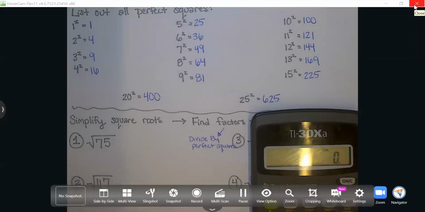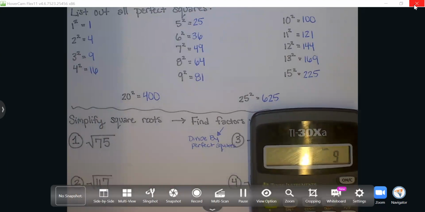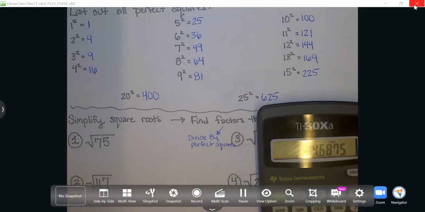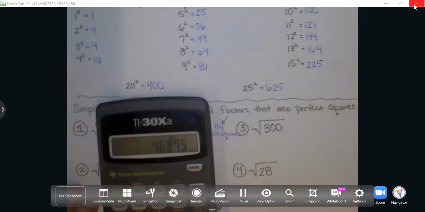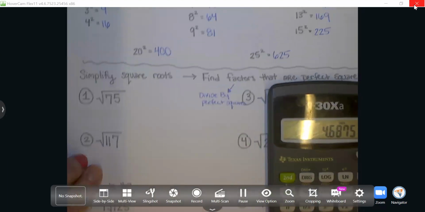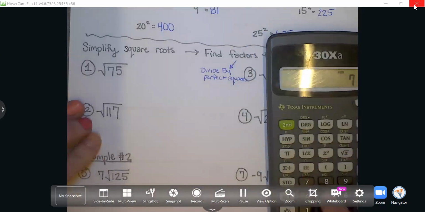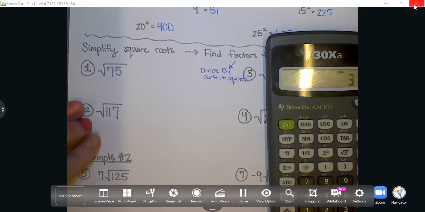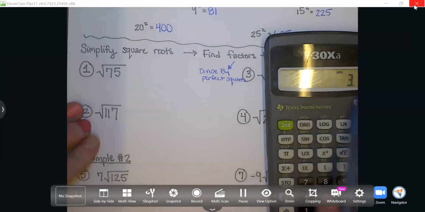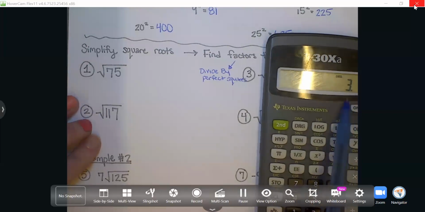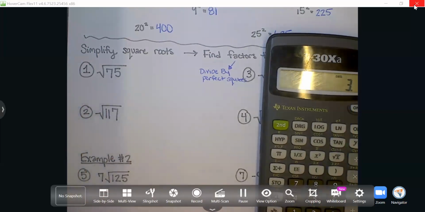For instance, I could do 75 divided by 9, and I get this big long decimal. That's not a factor. I could do 75 divided by 16, and I get this decimal. That's not a factor. Well, the other thing I could do is maybe keep going, divide by 25, divide by 36. I could keep going, 75 divided by 25 is 3. I get a round whole number. That means 25 and 3 are factors of 75.